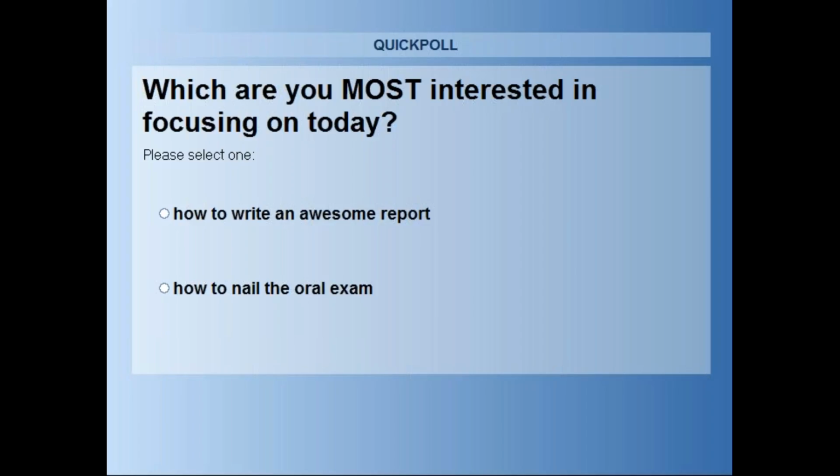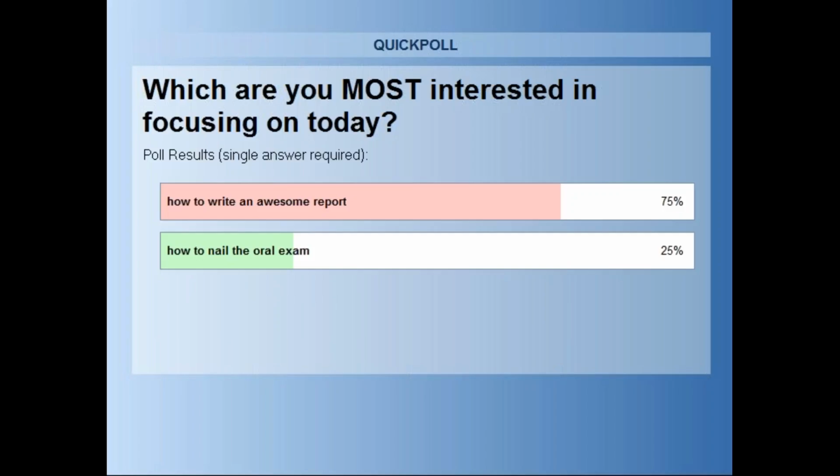92% of you have cast a vote on this, and the results are 75% of you were interested in how to write an awesome report primarily, and 25% of you say that you're most interested in how to pass the oral exam. So that's good information for me to have. I might spend a little bit more time on the report than a little bit less time on the oral exam to make it most meaningful for you. Okay, so let's move right into our information here.